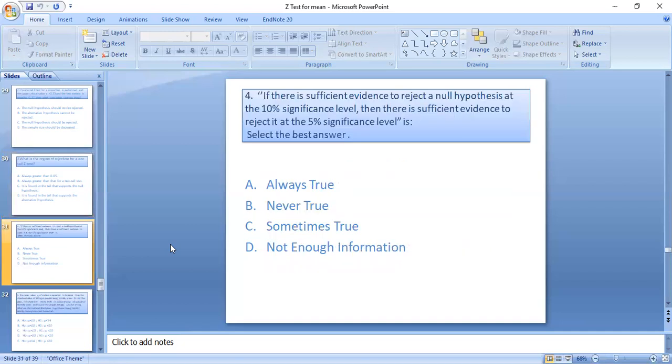The fourth MCQ is: if there is sufficient evidence to reject a null hypothesis at a 10% significance level, then there is sufficient evidence to reject it at 5% significance level. Select the best answer. Yes, it is C. It can be true or it can be false, because if our calculated value comes beyond the 5% level of significance, then it is true. But if the calculated value falls between 5 and 10%, then it will be false. So the correct option is C.